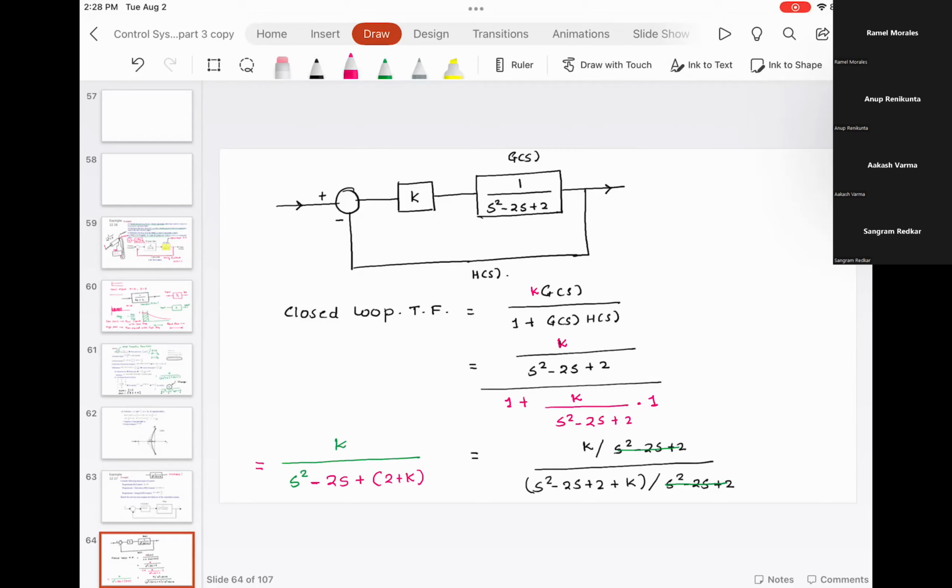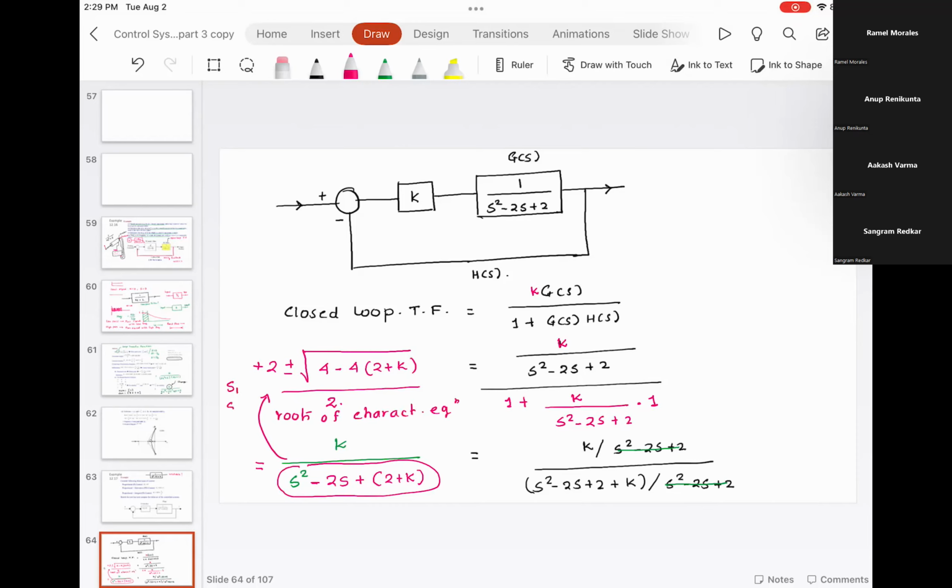Now my question to you is, try to find out the poles of this system. How do you find out the poles of this system? Basically using the equation minus b plus minus square root of b square minus 4ac, where c is 2 plus k, divided by 2a. Do you agree with me? So I'm finding the roots of this equation. These are the roots of the characteristic equation. So you have two roots, S1 and S2.